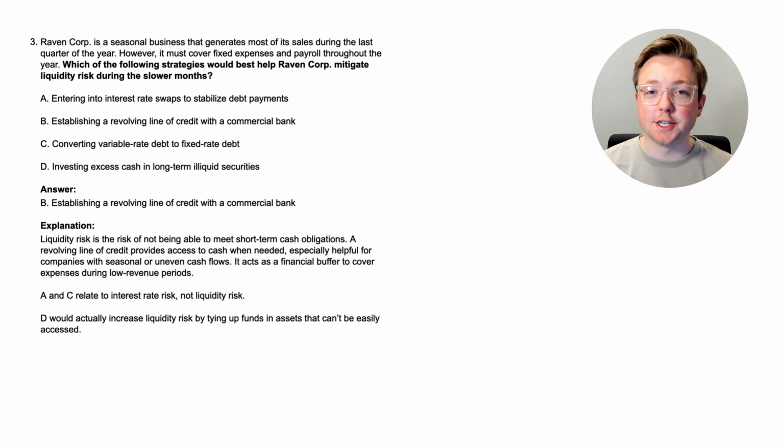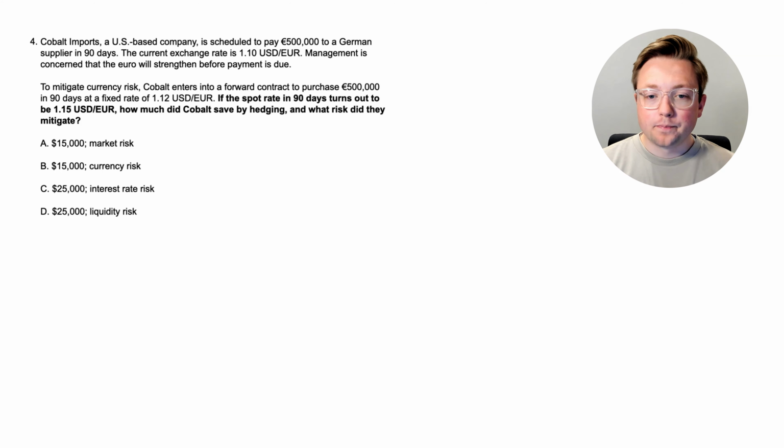Now let's go to the next question. All right, here we are at question 4. If the spot rate in 90 days turns out to be $1.15 to euros, how much did Cobalt save by hedging and what risk did they mitigate? Okay, let's go through this.